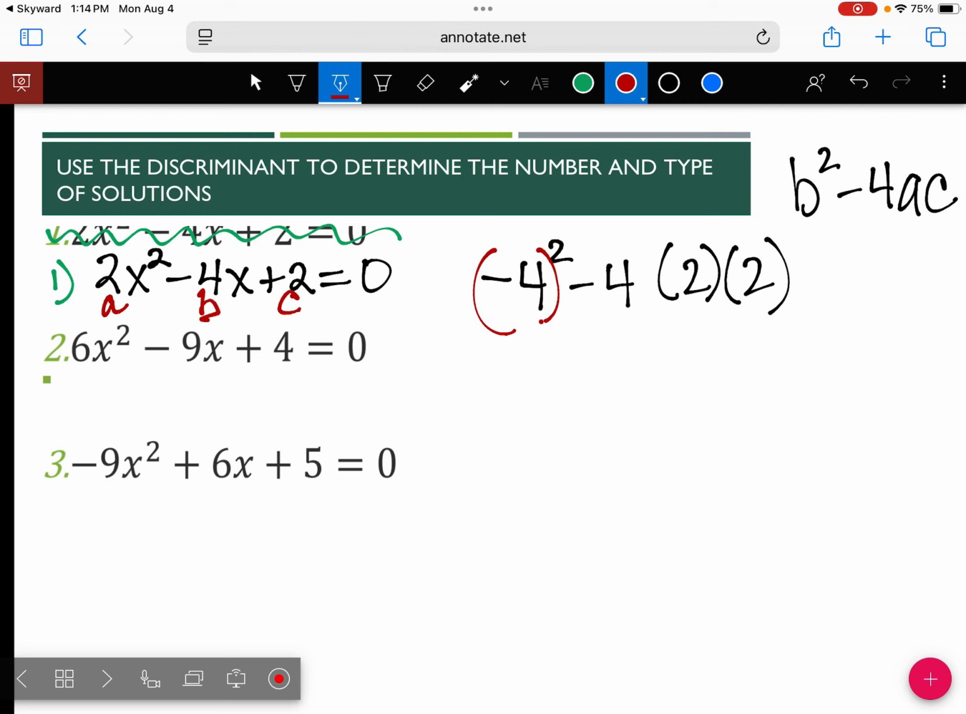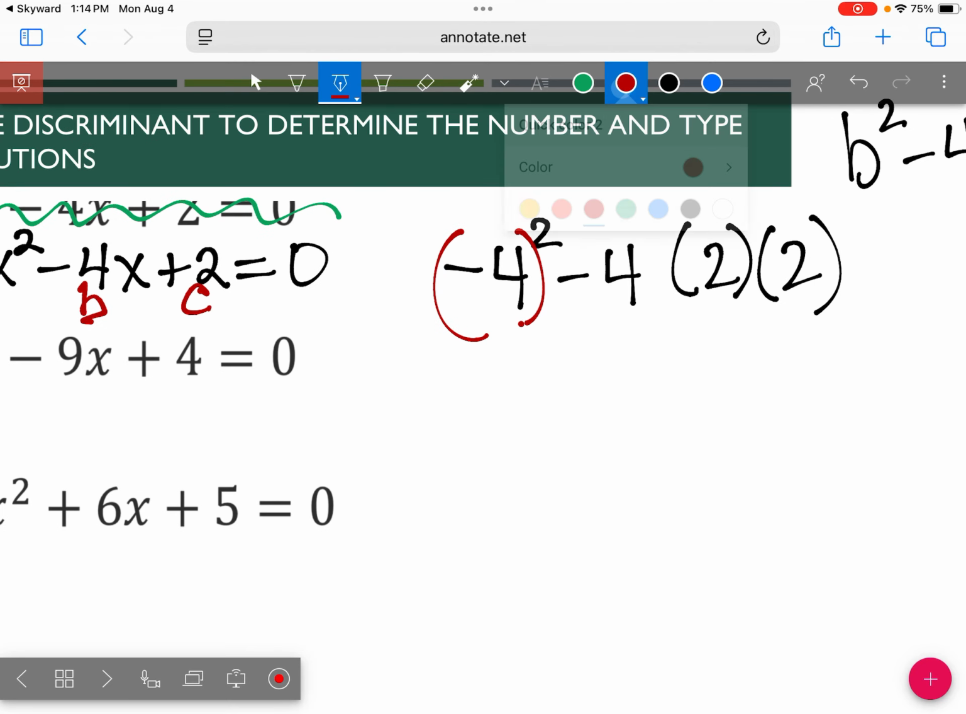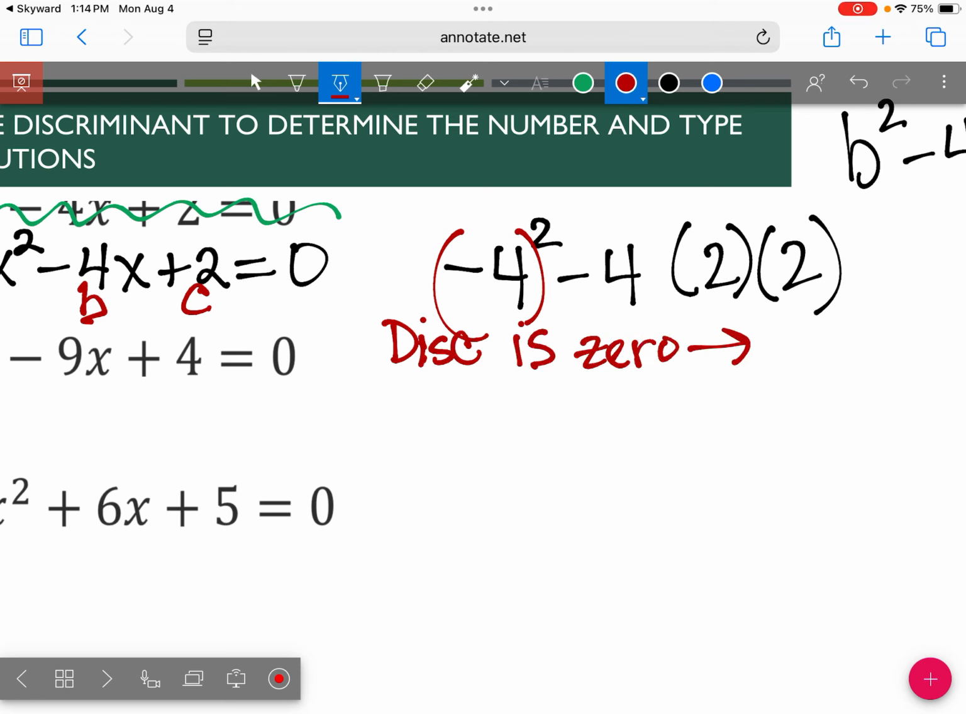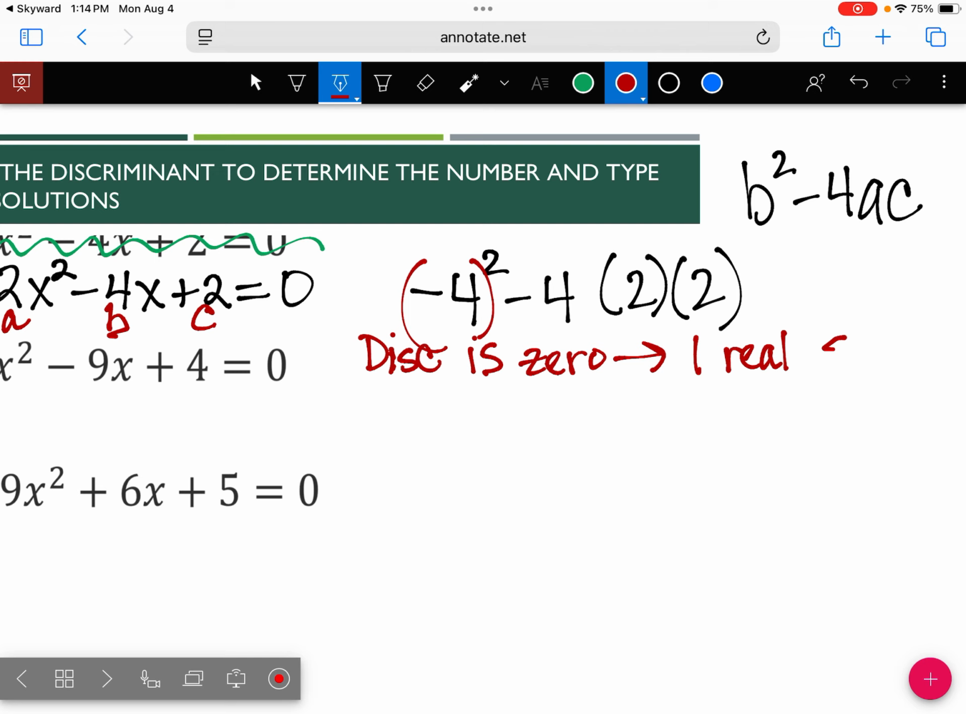So, yep, you're going to type it in just like that: b squared minus 4AC. And I don't care what you get. The only thing I need to know is, do you get a positive number, a negative number, or 0? So what did you get for that first one? Because my discriminant is 0, what does that mean? How many answers do I have? One real solution. That's all I'm asking for. I'm not asking you what that solution is. I just want to know how many we have. That's it.